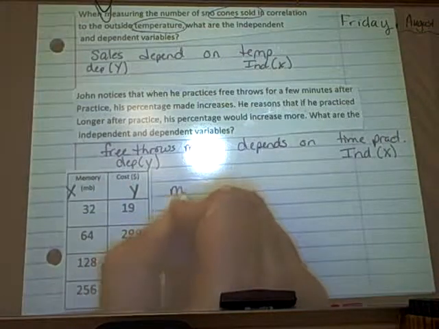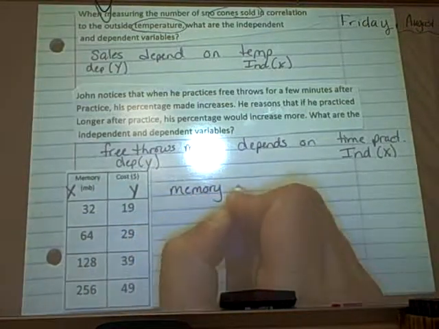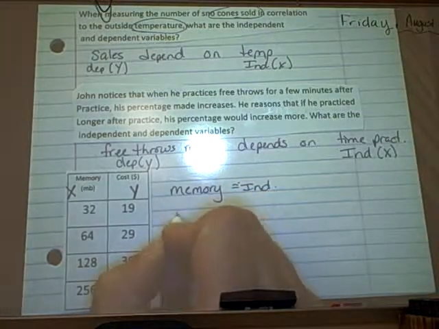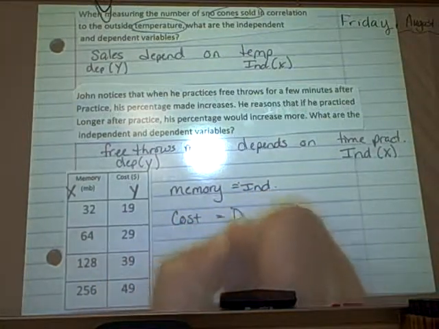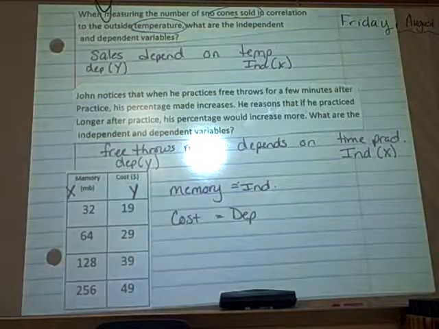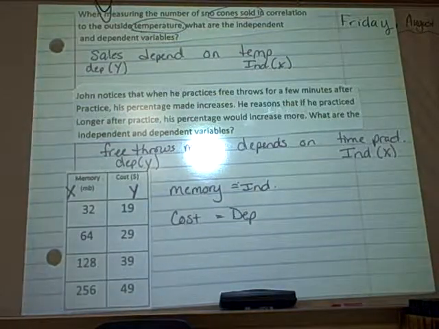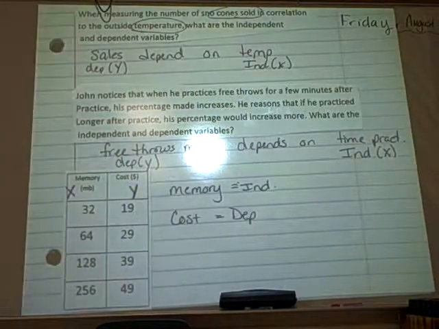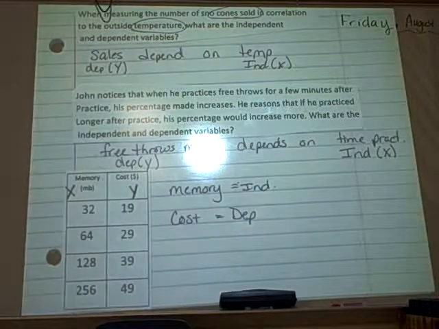So memory is independent and cost is dependent. You already know that. You don't even have to hardly look at it. Okay, any questions on how to figure these out? You pretty much got it?